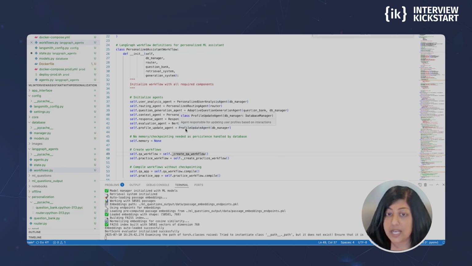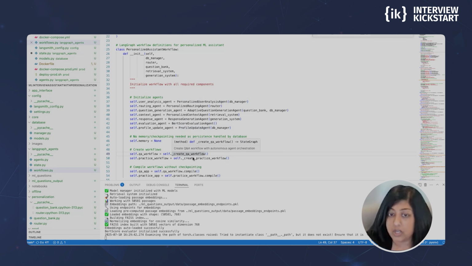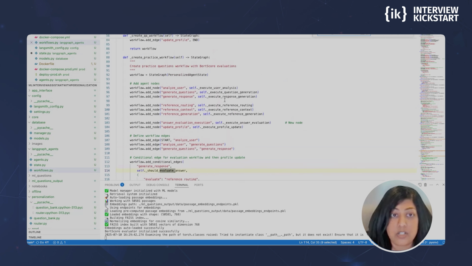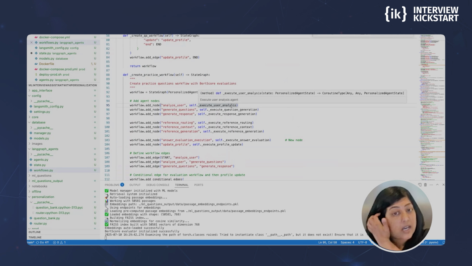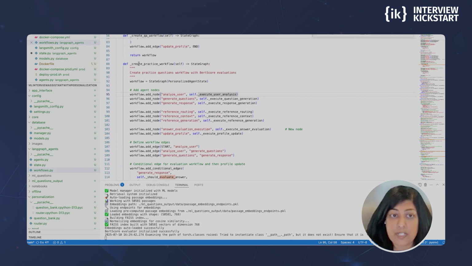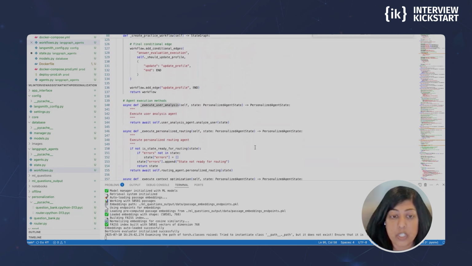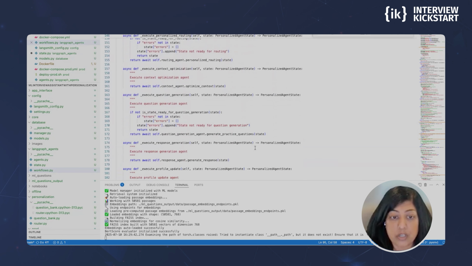Now, all of these agents are being used across both the QA LangGraph workflow as well as the practice mode workflow. There's a third workflow, which is the answer evaluation workflow. Let me see if I can walk you through that. It's the evaluate answer. So this is the practice workflow, which is a LangGraph that's being started. You can see all the nodes in here, and these call into the agents to execute the task. This is specifically the practice workflow, and I wanted to show you the evaluation workflow.